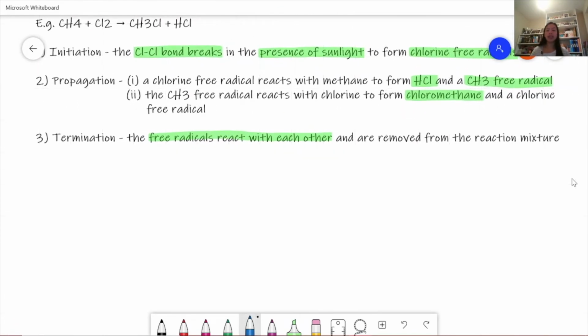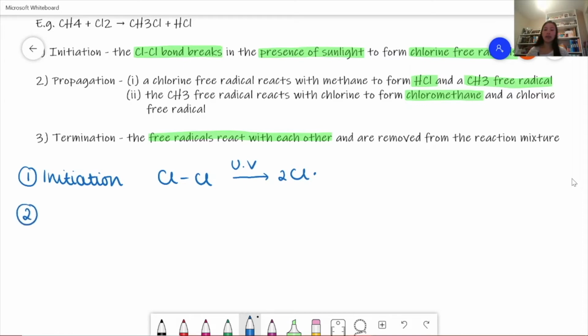So the first step is initiation. Number 1 is initiation, and what happens is that this chlorine bond, this covalent bond, breaks homolytically. So we've got Cl-Cl, and that's the covalent bond that I've drawn. And this, in the presence of sunlight, so we write UV, forms two of these free radicals, which we denote by Cl dot. And these are really, really reactive, and so these are what are used in propagation to form the chloromethane.